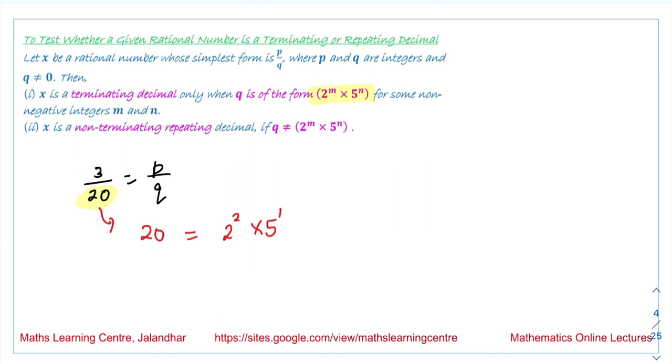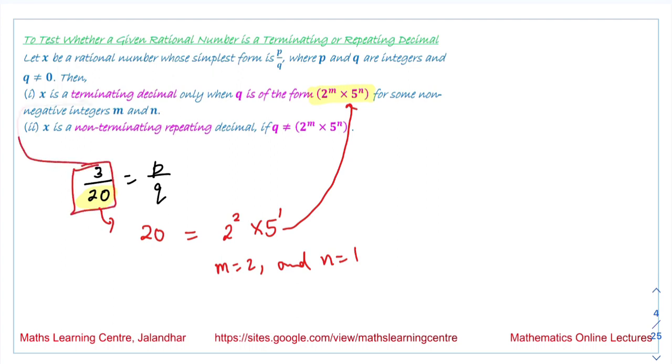So we are saying that the denominator of this number has the form 2 raised to the power m into 5 raised to the power n. We are saying m is equal to 2 and n is equal to 1. So what we get is that this number will have a terminating decimal representation. So we need not solve this. We can just, by looking at the denominator and its prime factorization, tell whether the number will be terminating or non-terminating decimals. So next we will see certain examples related to this, and it will be more clear to you what this result tells us.